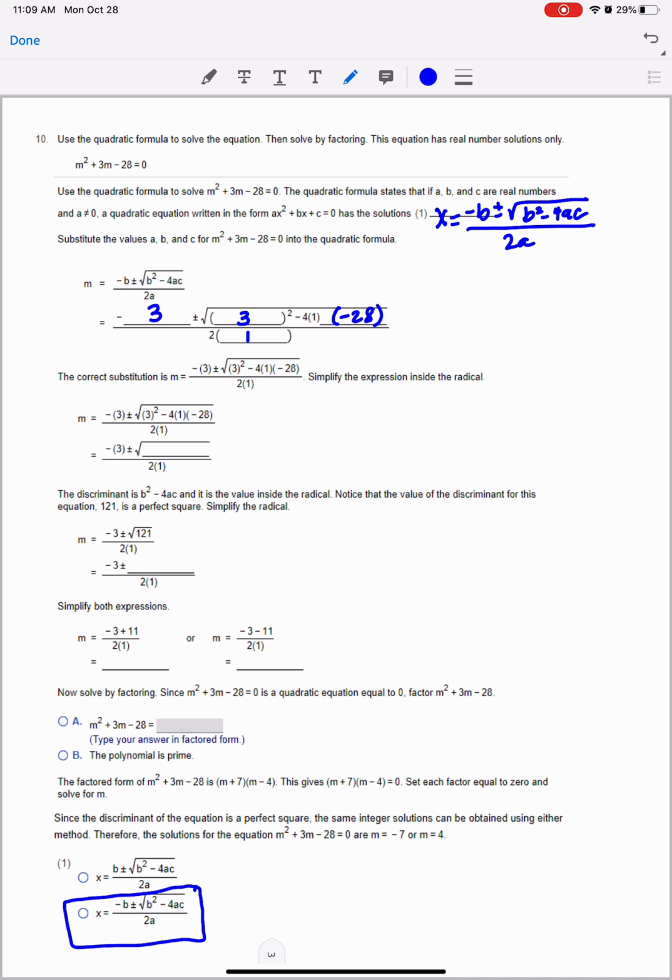Okay, so then you hit enter, and it shows you. So then notice here, they want you to simplify under the radical, but not including that radical because it still has a radical right here. So you're putting in your calculator 3 squared minus 4 times 1 times negative 28, and you should get a 121. Okay, so then it shows you that there. So the square root of 121 is 11.